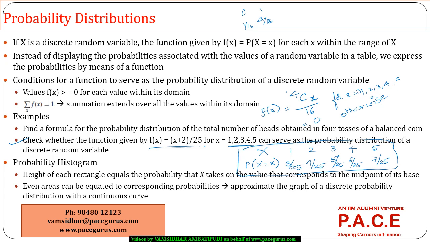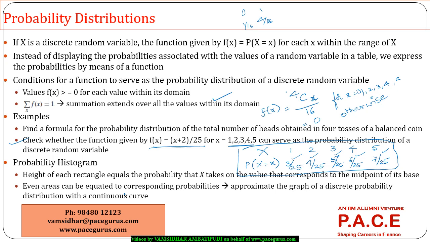So you see each individual probability is greater than or equal to 0, and along with that, the sum of all the probabilities over all the possible values of the random variable, 3 by 25 plus 4 by 25 and so on: 3 plus 4 is 7, plus 5 is 12, plus 6 is 18, plus 7 is 25, so 25 by 25, making it 1. So even the second rule, where the sum of all probabilities should be equal to 1, is getting satisfied. So I can very well treat this as a probability distribution of a discrete random variable.